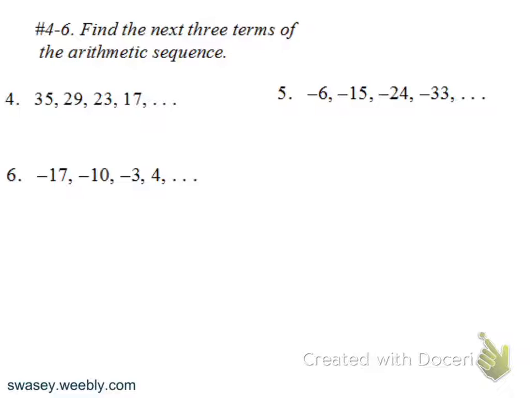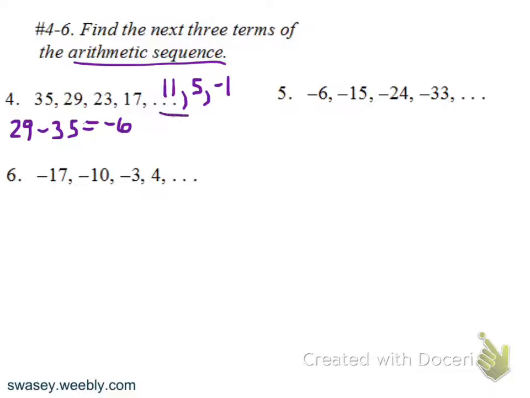This one, find the next three terms of the arithmetic sequence. So you already know it's an arithmetic sequence, so you can do the subtraction one time to figure out the common difference. 29 minus 35 is negative 6. So our common difference is negative 6. We're going to add negative 6 3 times. So 17 plus negative 6 would be 11. 11 plus negative 6 is 5. 5 plus negative 6 is negative 1.